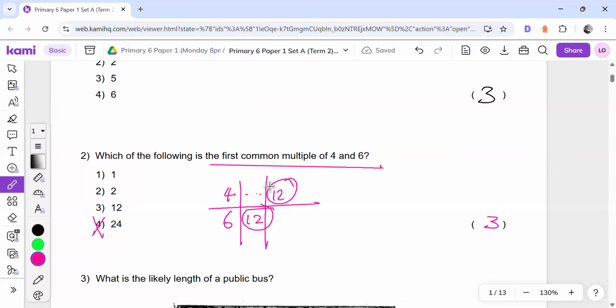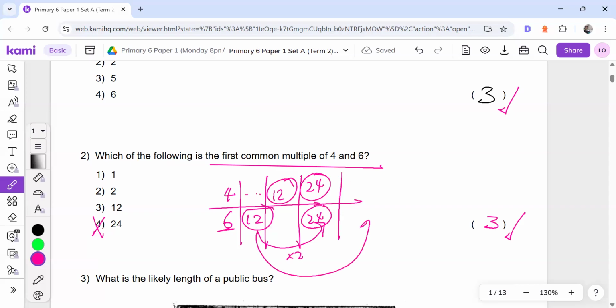So then you don't have to write 4, 8, 12 and so on. No need. You just look at the bigger number, write the multiples of 6, and check whether the multiple can divide by 4. If can, that is your first common multiple. So the answer is number 3. That is a shortcut to get your common multiple. If you want to get the second common multiple, you just have to times 2, and you get the second one, which is 24. And the third one, how do you get it? Go back to the first one again and you times 3. This is the shortcut to get all your common multiples. Any questions you can raise your hand.